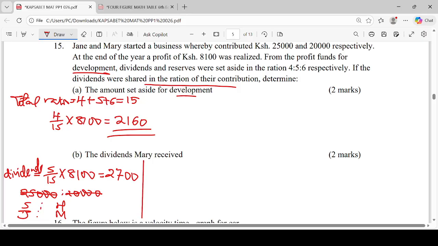So the amount received by Mary from dividends: Mary received 4 out of the total 5 plus 4, which is 9, times the total dividends received from the profit, which is 2,700. 9 here, will be 3, will be 300. 300 times 4, it's going to be now 1,200. So that's the amount received by Mary as part of the dividends.